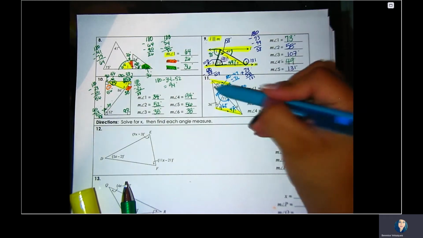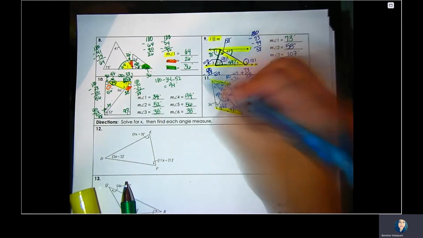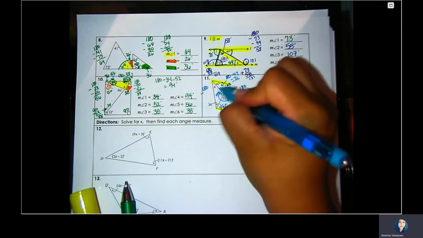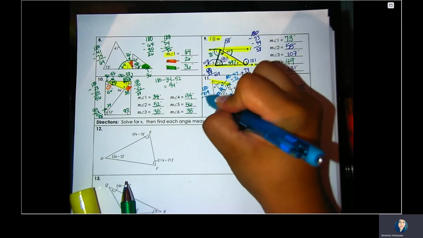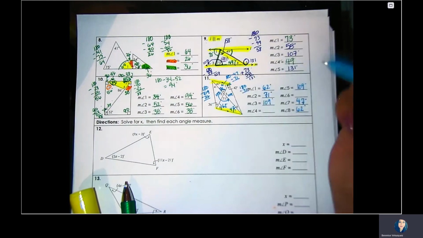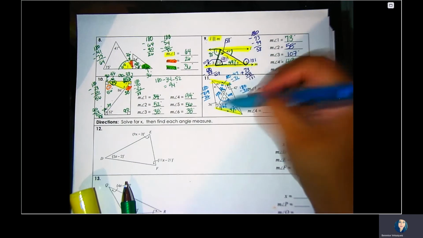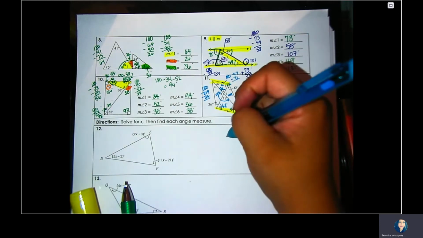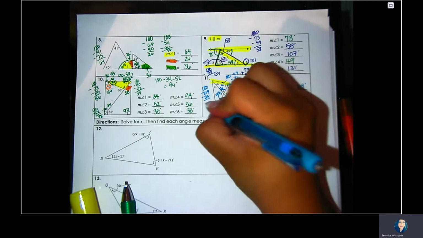Okay, so to find angle 4, we have 2 pieces given. Your math is going to be 180 minus 109 minus 36. And that gives you the leftover piece because this is a triangle. That's how you find that one. That one's going to be 35.